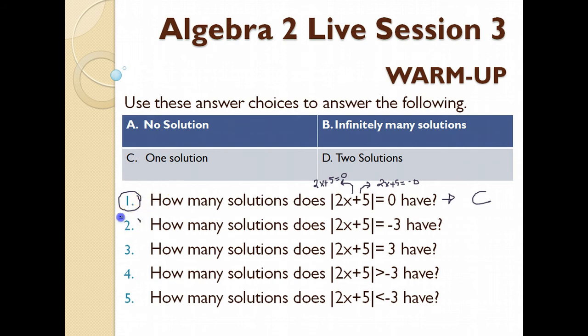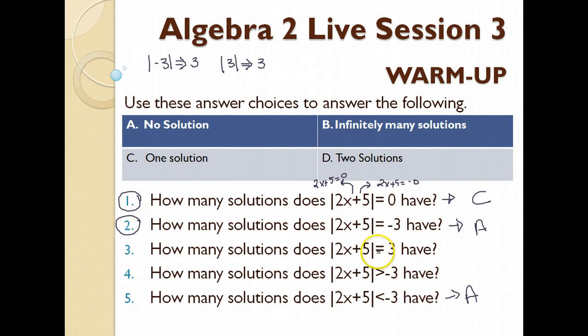How many solutions does it have if it equals a negative? Well, remember the definition of absolute value. If you put something in an absolute value, it spits out the positive version of it. So no matter what number you put in an absolute value, you get a positive number. So an absolute value can never be equal to a negative, neither can it be less than a negative. It can never be a negative number. So this is no solution, and this is no solution as well.